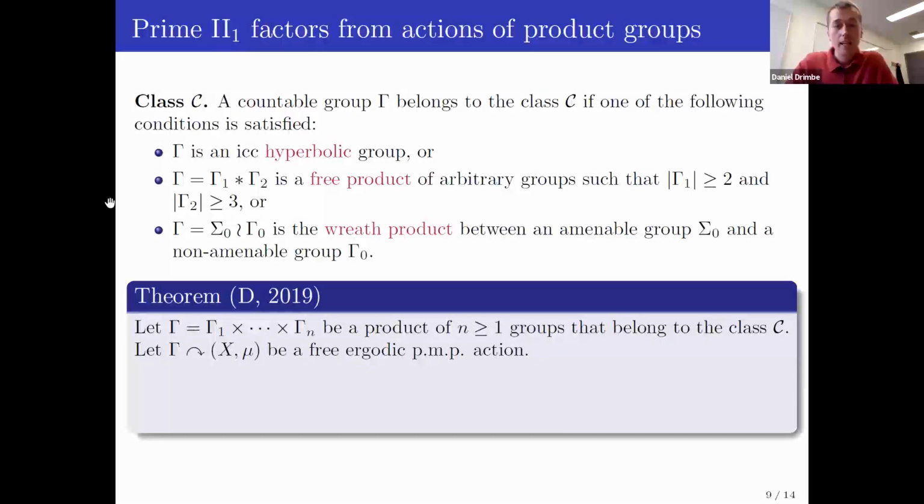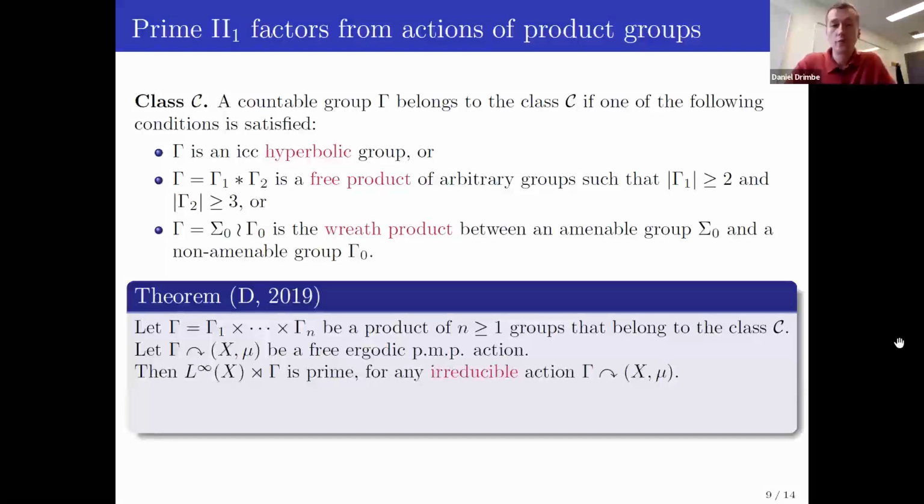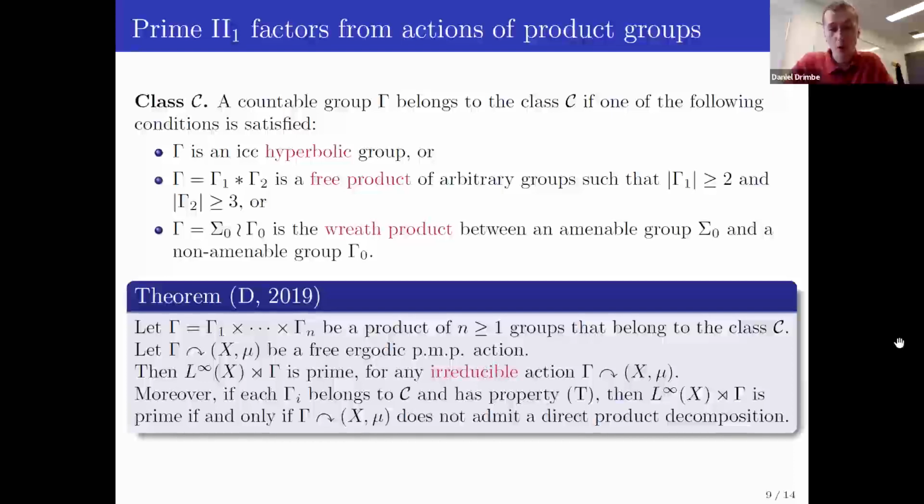The result is the following. If Gamma is a product of n such groups, so each of the Gamma_i is a hyperbolic, free product or wreath product group, now let's continue by taking an arbitrary free ergodic PMP action. The result is saying that the associated von Neumann algebra will be prime for any irreducible action, so whenever each of the Gamma_i acts ergodically. Moreover, if we assume in addition that each Gamma_i belongs to class C and has property T, for instance, there exist hyperbolic property T groups, like lattices in Sp(n,1), n at least 2, the associated von Neumann algebra will be prime if and only if the initial action doesn't split. So if and only if the action does not admit a direct product decomposition. And this will be the first class of product groups for which the primeness problem for the action will be settled.